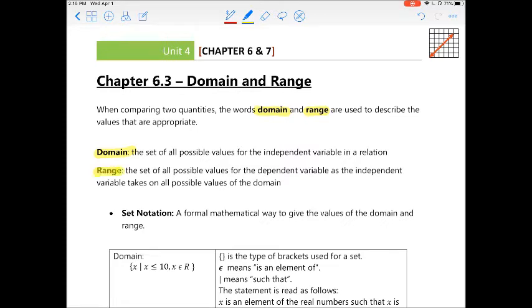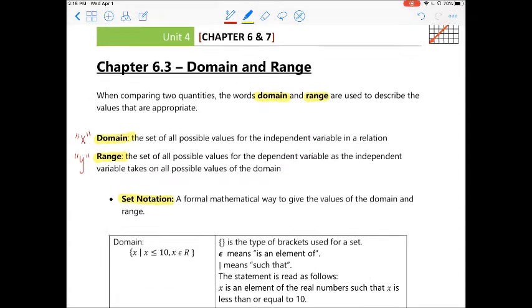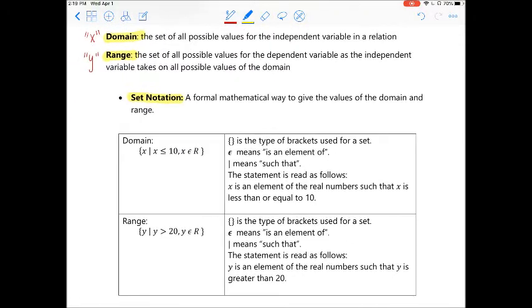And range is the set of all possible values for the dependent variable as an independent variable takes on all possible values of the domain. And we often denote domain using x as a variable and y for range. And we also discussed what set notations were. It's a formal mathematical way to give values of the domain and range. So we talked about how the notations work here.